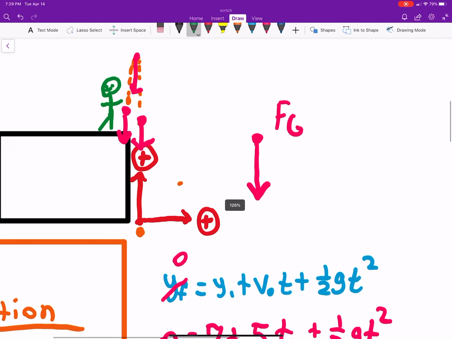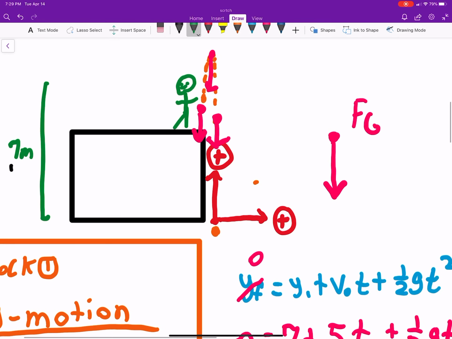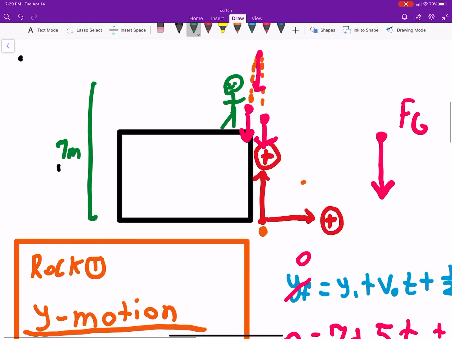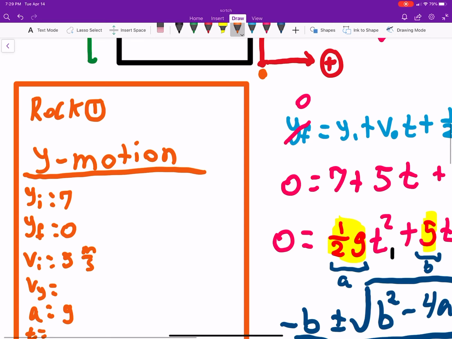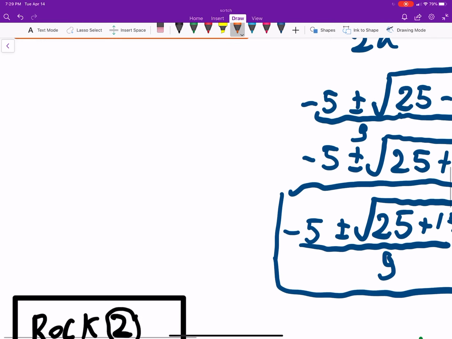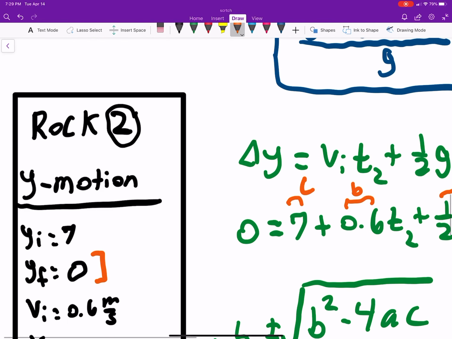Oh, and also the coordinate system was important. We're letting up be positive. We're letting right be positive, even though it's not necessary. And we're setting our origin to be right below the man, which is where the rock lands. The reason we do this is twofold. First off, we know the bottom is going to be 0, so that gives us y final.